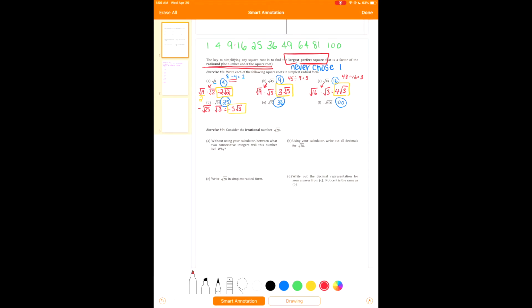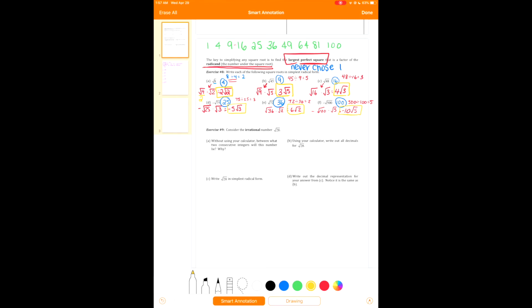I want you guys to try E and F right now on your own, so you're going to pause the video, do those examples, and unpause the video when you're done. Here are your answers for E and F, 6 radical 2, and then negative 10 radical 5. And there's all your work there, if you need help checking your answer.